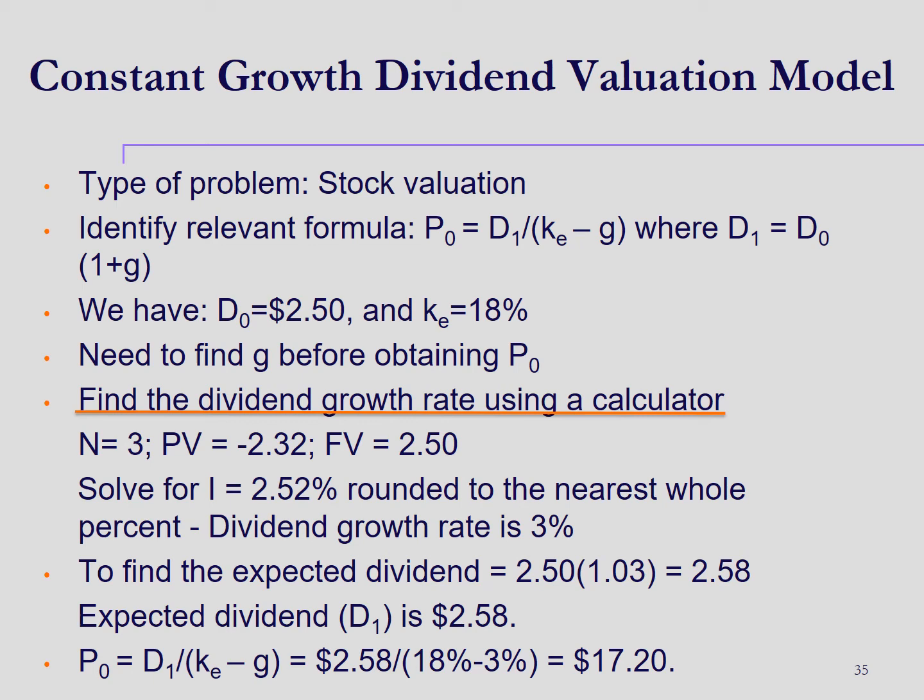the interest rate. We have the number of investment periods N equal to 3, the present value equal to $2.32, a cash outflow, the future value equal to $2.50, payment equal to 0, compute the interest rate. The interest rate obtained is the constant dividend growth rate G that would be used in this problem. Once we obtain all the information needed, we can simply apply the corresponding numbers into the formula to solve the current share price P0.